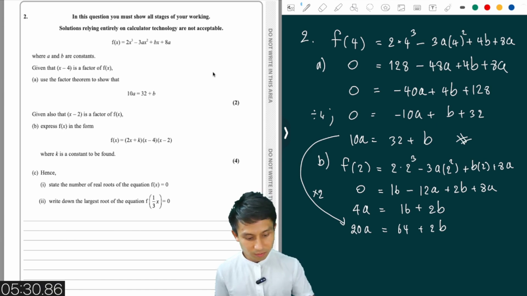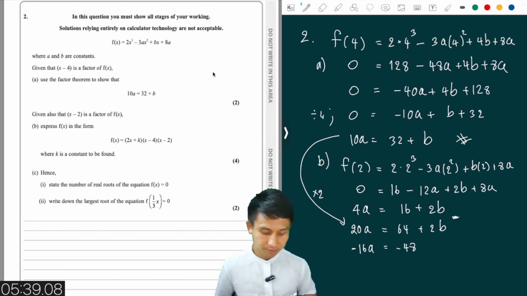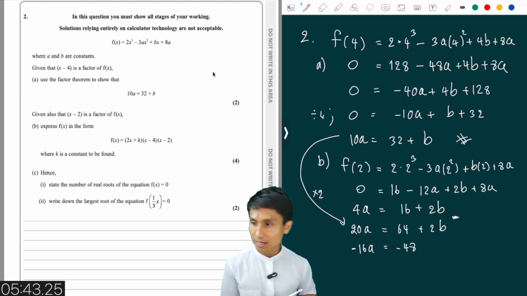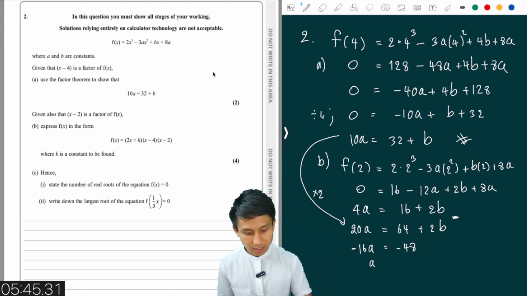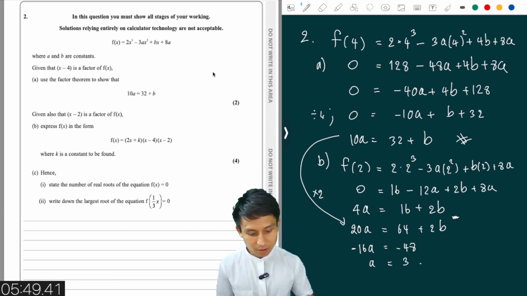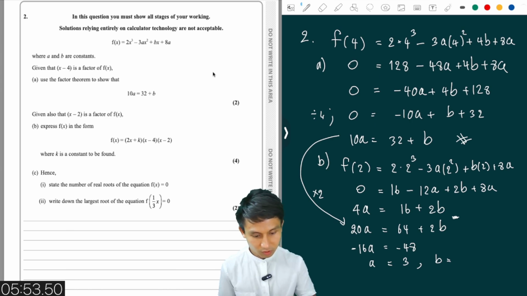And I would like to maybe subtract one from another. Negative 16a equals, that would be minus 48, right? And the 2b's are gone. Yeah? So now I get a equals 3, just dividing that by minus 16. If a equals 3, then b equals, which one should we use? So I'm going to use this one still.